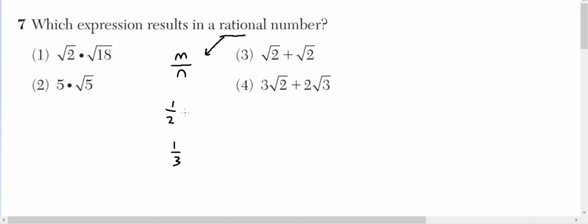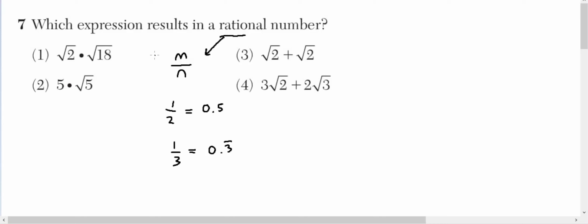And another way to interpret a rational number is that it can also be written as a terminating decimal, such as 0.5, or it could be represented as a repeating decimal, such as 0.3 repeating. So the question, which expression results in a rational number, means that 3 of these numbers are irrational.